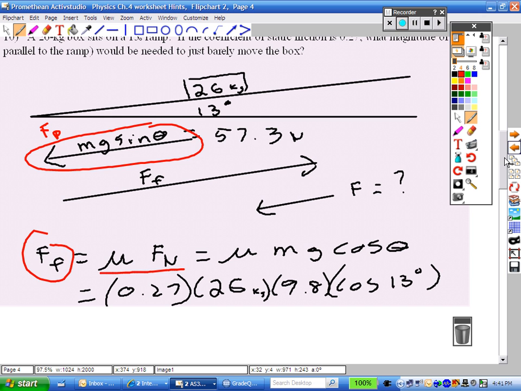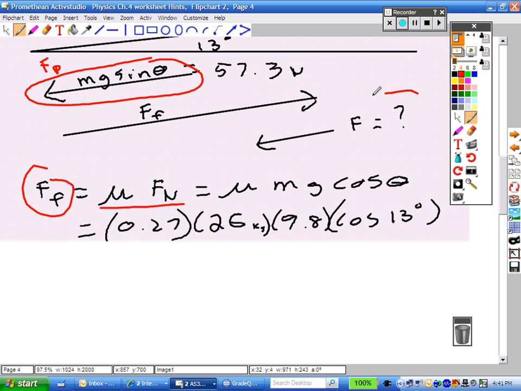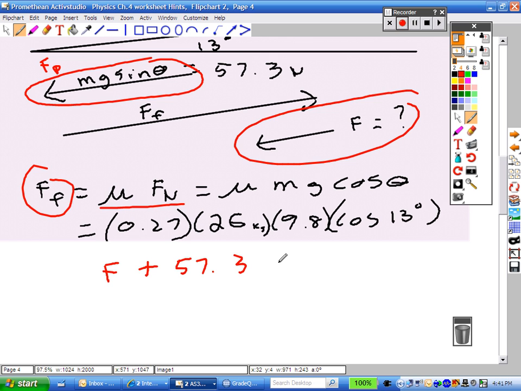So friction is very large, so we have to push downward with an unknown force. That unknown force, when added to the 57.3 for gravity, which I've called F sub P, must equal the unknown force of friction, and we can find it from there.